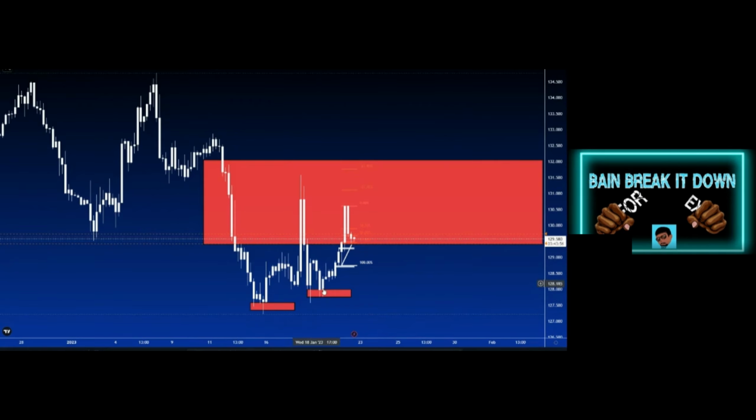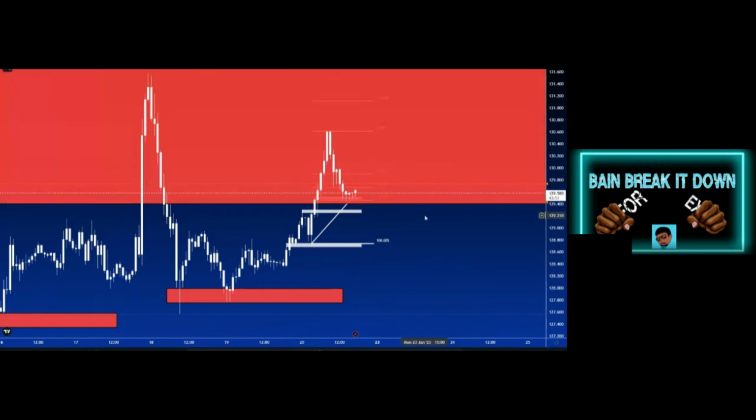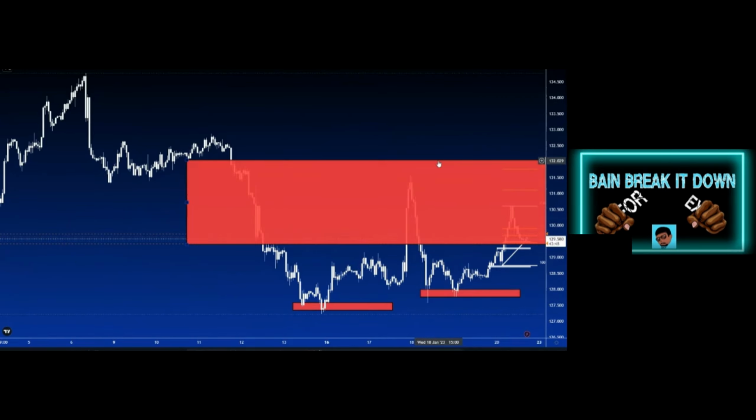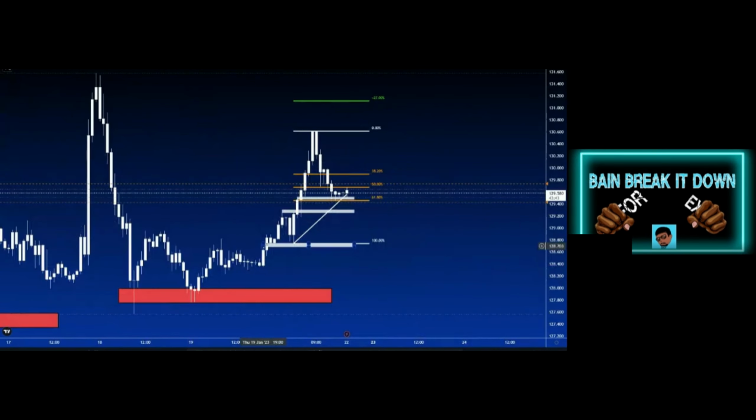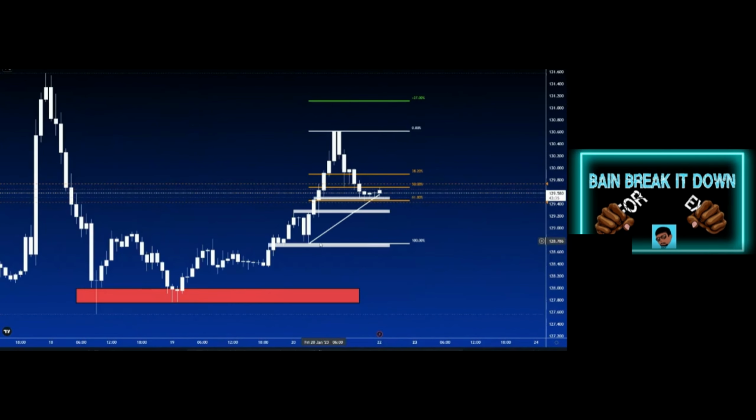So we're slowly but surely creeping up, all right? And as I go down to the 1 hour, let me get rid of this gap for now. As I come to the 1 hour, I'm seeing that I also have other little support levels that are giving me higher lows, right? So when I look at the grand scheme of things, I have a trend line just connecting these two lows, right? These two higher lows.